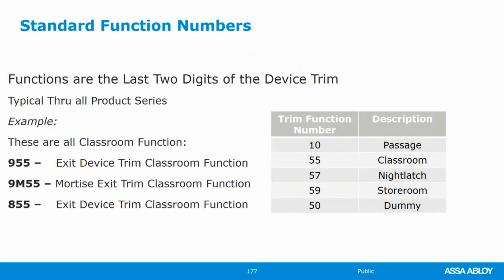Here we're showing you our 955 classroom function trim. We have a 9M55. That M modifier tells us it's for a mortise device. So you would select the proper ED 5600 series device and then the 9M55 trim for it. The 855 is our 800 series trim, which works with our narrow style exit devices. Again, the function numbers stay the same.